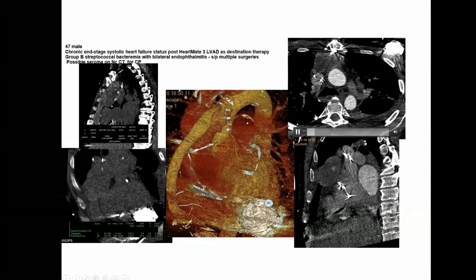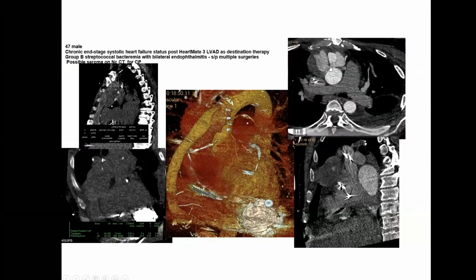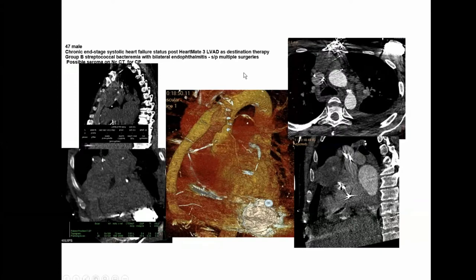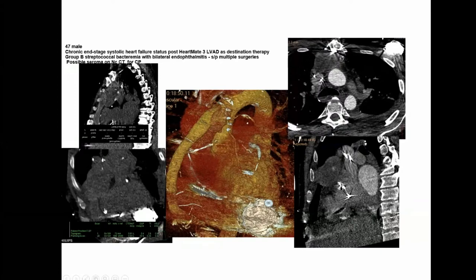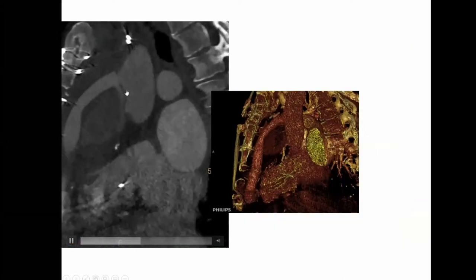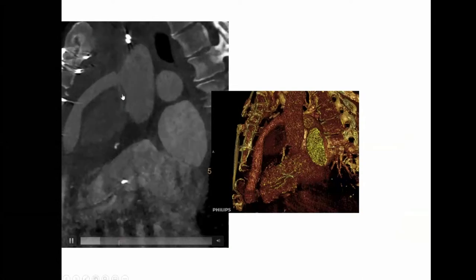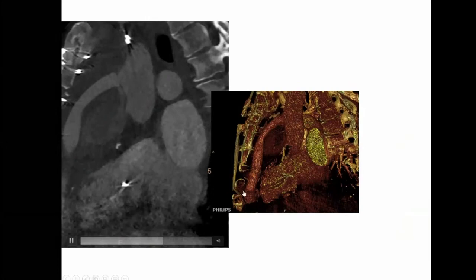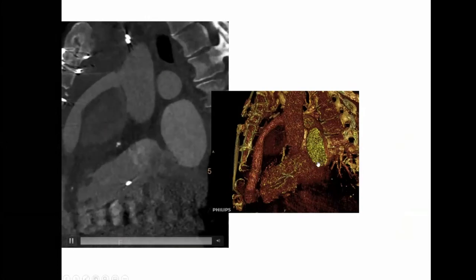As you can see right here, there's contrast extravasation, there's contrast filling into the mass. So this is indirect communication with the vasculature. So the pseudoaneurysm was suspected, and this was confirmed using gated CT. As you can see right here, the contrast extravasation coming from the anastomosis side, basically filling the cavity slowly. Okay, so this is again a 3D rendering.